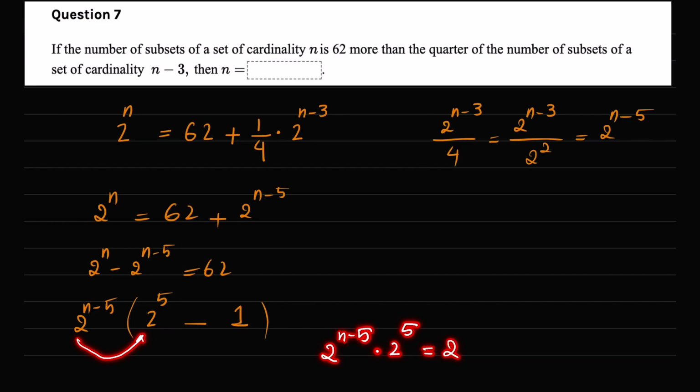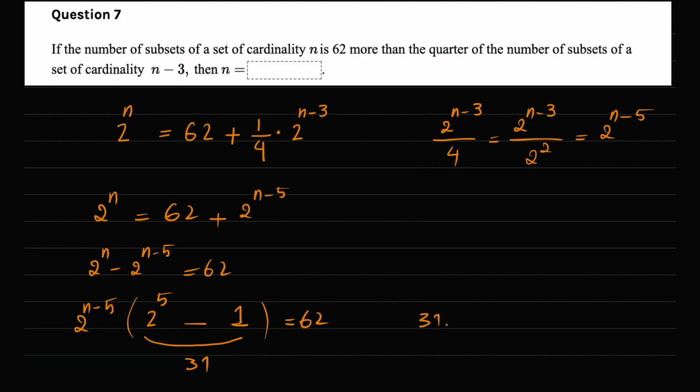It becomes 2 to the power of n minus 5 plus 5, which is 2 to the power of n. And that is exactly what I have. So that's correct. And on the right hand side, I have 62. But if I ask you what that number is, this is nothing except 31, because 2 to the 5th is 32 minus 1 is 31. So I have 31 times 2 to the power of n minus 5 is 62.